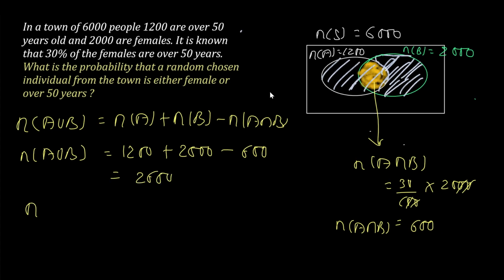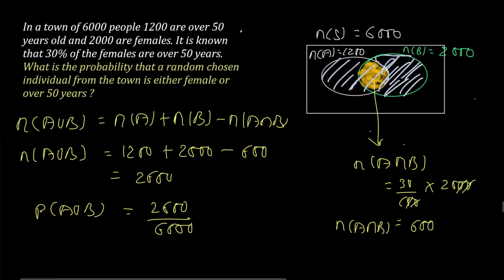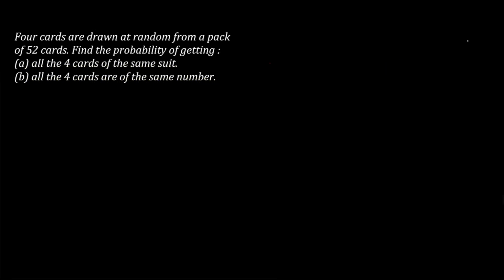So once we get this, now we can find the probability of A union B, which should be the favorable, 2,600, divided by total, that is 6,000. It can be reduced. These zeros can be cancelled. This is 2 times 13 and 2 times 30. So the required probability we got is 13 over 30. That's how we will do this question.